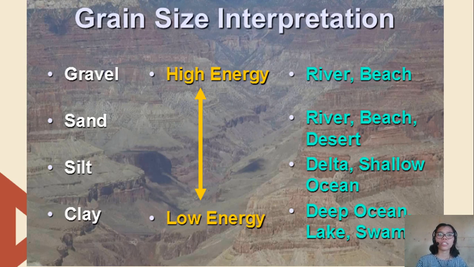Okay, so clasts within streams are moved in several different ways. Large bed load clasts are pushed by traction or bounce along the bottom by saltation, while smaller clasts are suspended in the water and kept there by the turbulence of the flow. As the flow velocity changes, different size clasts may be either incorporated into the flow or deposited on the bottom.